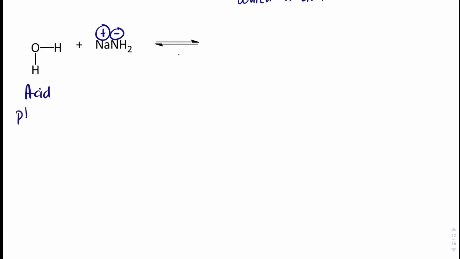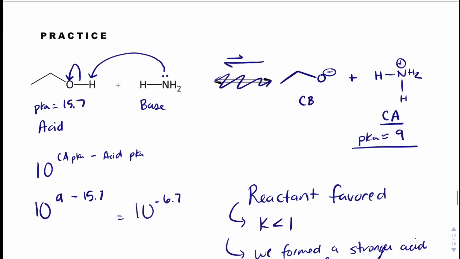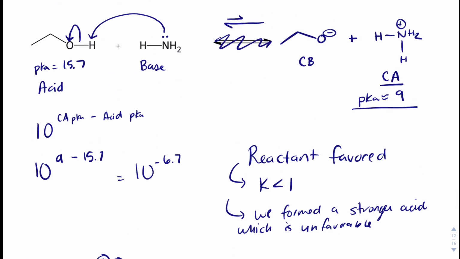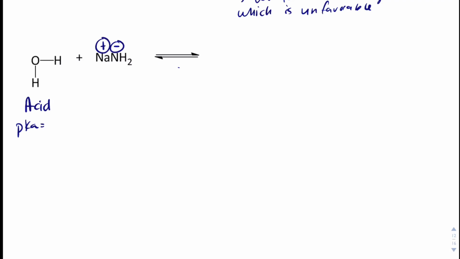pKa of water is 15.7. And actually, as I look up, you may have caught this. This should not be 15.7. That's not exactly water. This should be 16 because it's an alcohol group. It's not going to change anything except our math. 9 minus 16 instead will be -7. So I apologize about that. pKa here, though, is 15.7 because we have water.